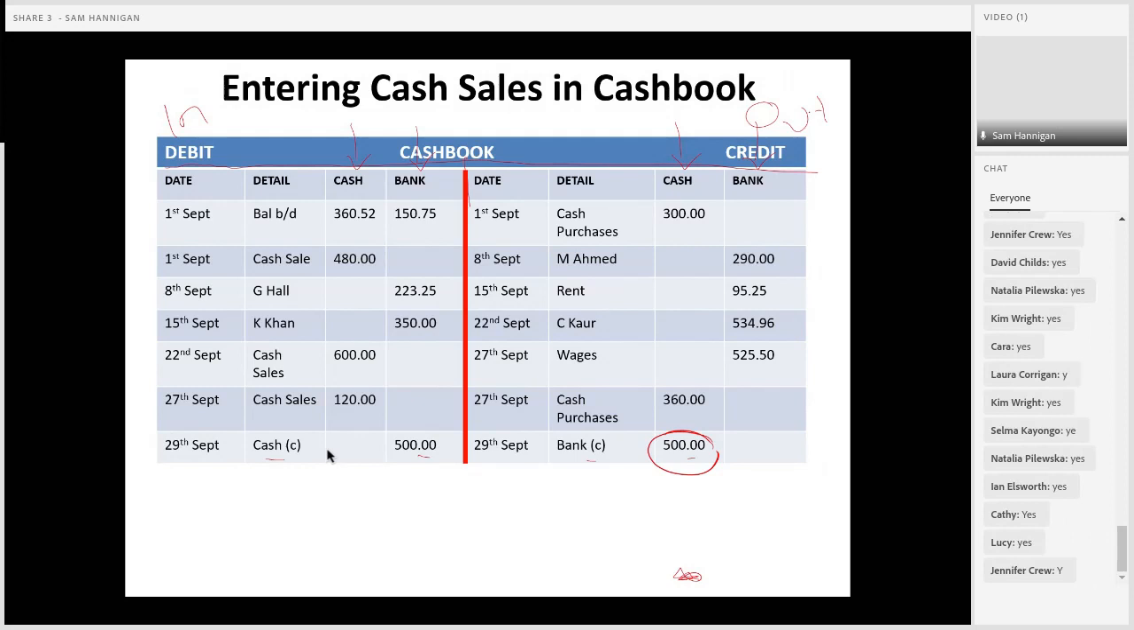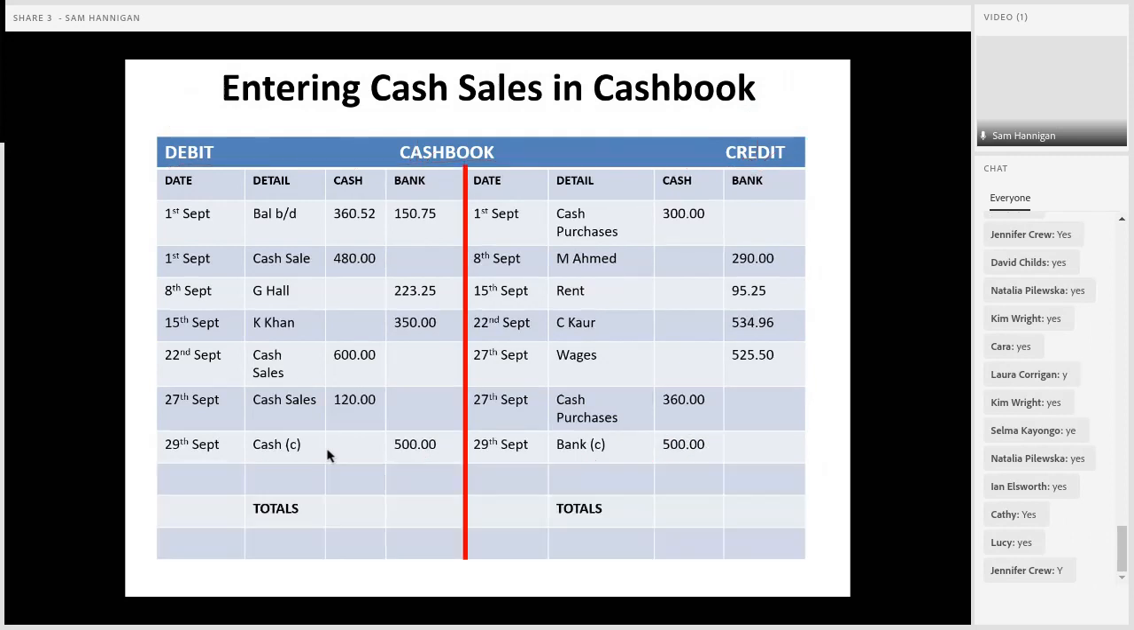Excellent. Okay, then. So moving on, I want to show you how to balance off this cash book. I'm going to try and not let it move. I must be too heavy-handed. Okay, I'm going to deal with the cash column first. Now I know that in the cash column the largest side would always be the debit. If not, I've done something wrong, okay? So what we're going to do is balance the cash columns first, okay?